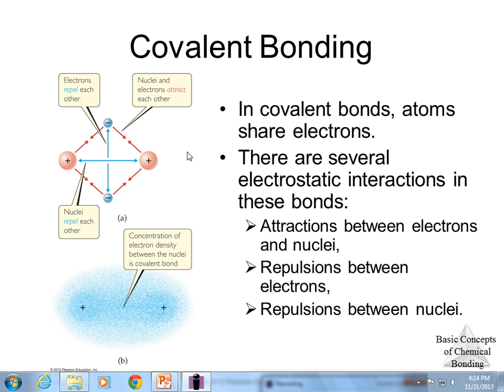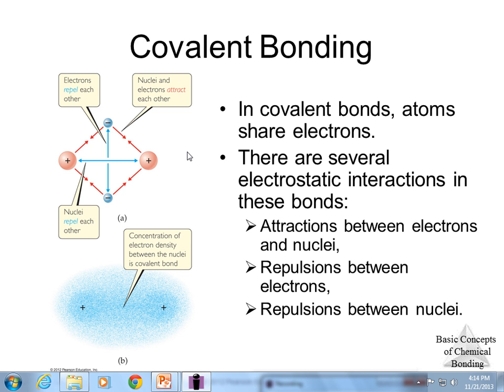There's a lot of things that work here. It's not really as simple as just sharing two pairs. There's a lot of forces that are working here. First of all, you have the repulsion forces that happen between those two nuclei, so they're not going to get extremely close to each other. There's going to be a limit to the distance they can be at. Secondly, you've got repulsions that happen between electrons. Those like charges are going to want to repel each other as well.